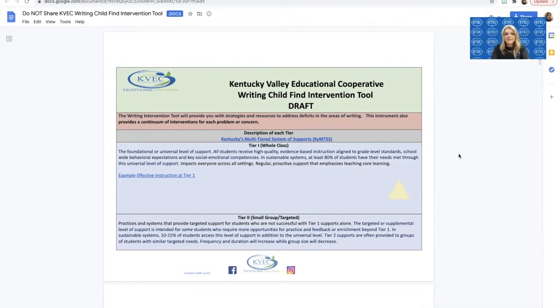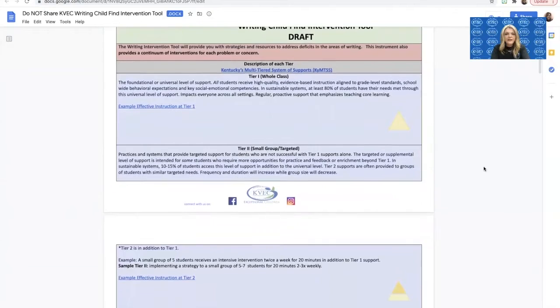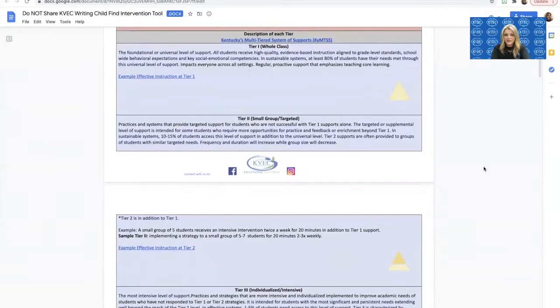I'm the literacy consultant here at Kentucky Valley Educational Cooperative, and I want to introduce you to our Child Find Writing Intervention tool. We developed this tool to assist you with providing interventions for your students who may be struggling in academic areas. So at the beginning, we have the description of each tier. So we have Tier 1, Tier 2, and Tier 3.